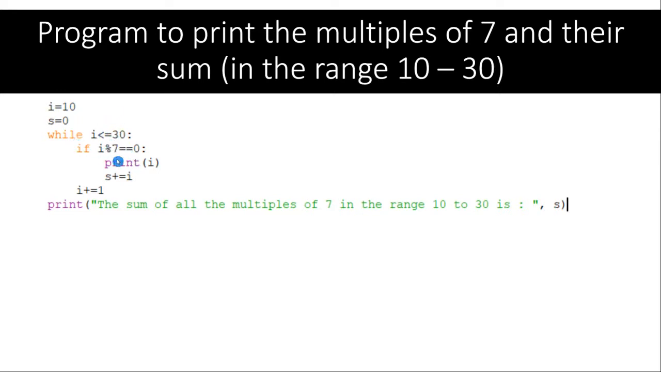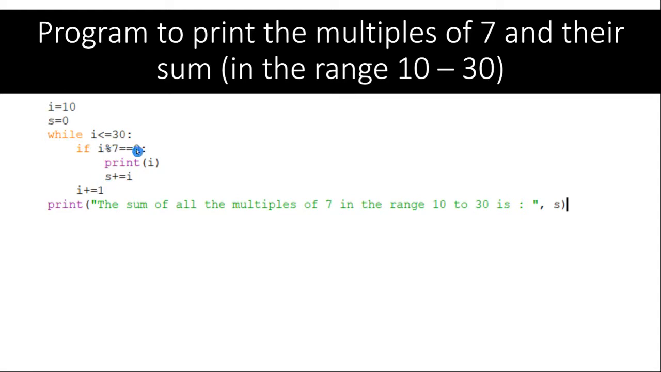Now I need one more condition to check whether the number is divisible by 7 or not. So I'm just using the if control structure. If I modulus 7, modulus means it will give you the remainder. If you use slash over here, you'll be getting a quotient. If you use modulus, you'll be getting the remainder. If the value of I is divisible by 7, the remainder will be 0. So the remainder is 0 means print I. If not, directly go to the increment part.